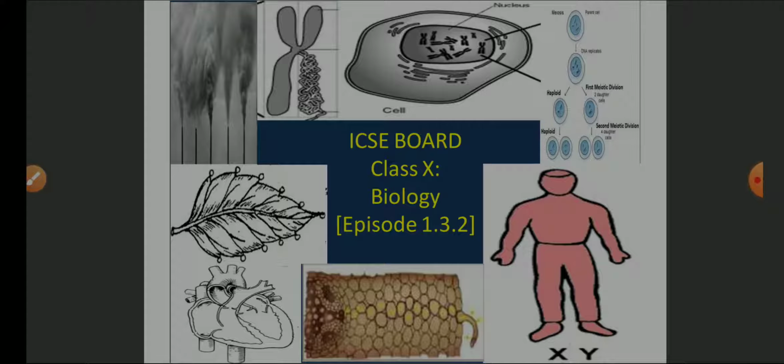So let us revise a few things about the interphase. The cell requires to become mature, so it requires to undergo the process of growth and development. Once growth and development occurs, it attains maturity, and once the maturity is there, then it enters into the process of cell division.